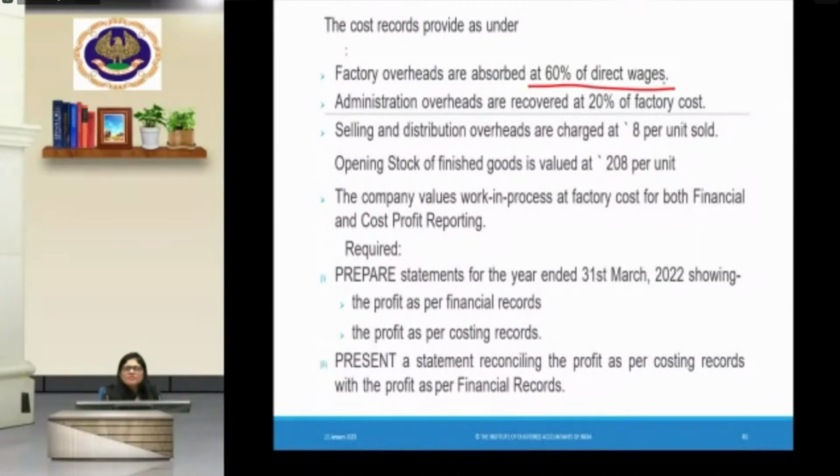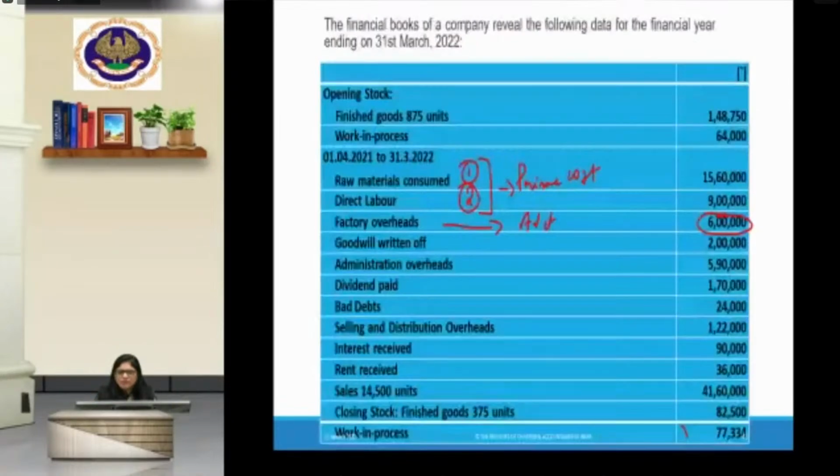See, the cost records provide this. Clear? Factory overheads are absorbed at 60% of direct wages. So for the cost sheet, factory overheads are how much? 60% of direct wages. Direct wages are 9 lakh. So 60% is 5,40,000. All right. So just add factory overheads.